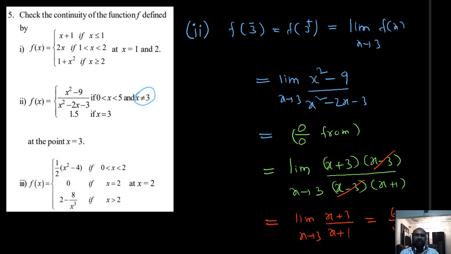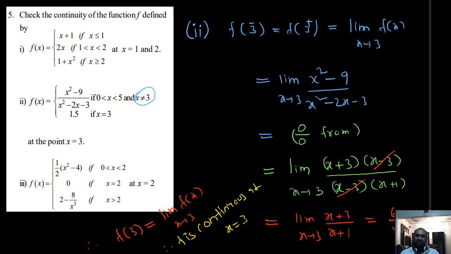So what is the conclusion I will write here? Therefore, f of 3 equal to the limiting value of f of x where x tends to 3, means that f is continuous at x equal to 3. Okay. So this third problem you people can complete now, an easy one only.